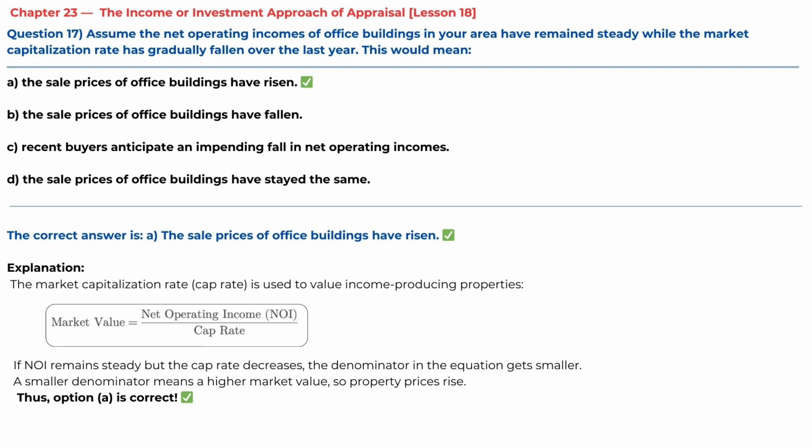Question 17. Assume the net operating incomes of office buildings in your area have remained steady while the market capitalization rate has gradually fallen over the last year. This would mean the correct answer is A. The sale prices of office buildings have risen. Explanation. The market capitalization rate, cap rate, is used to value income-producing properties. Market value equals net operating income, NOI, divided by cap rate. If net operating income remains steady but the cap rate decreases, the denominator in the equation gets smaller. A smaller denominator means a higher market value, so property prices rise. Thus, option A is correct.